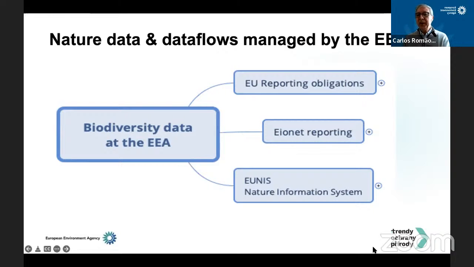The second is the EIONET reporting, which is the data that is reported on a voluntary basis by all the member countries of the agency, so the 38 member countries. And finally, we have an information system on nature, where different data is collected more or less on an ad hoc basis by ourselves and the topic centers. I'll now focus much more on the reporting obligations in terms of nature.